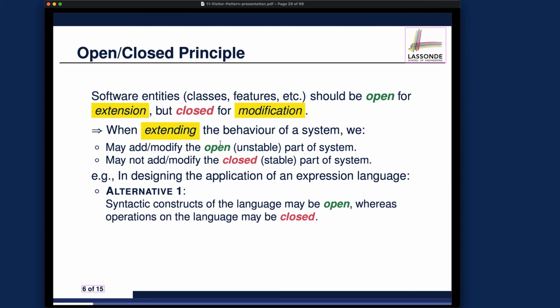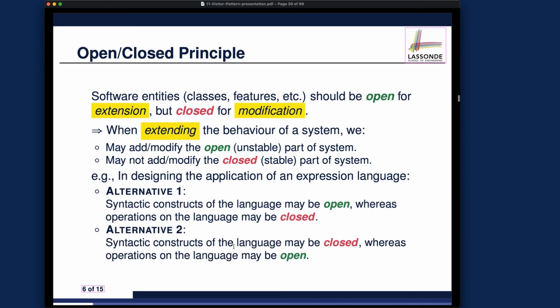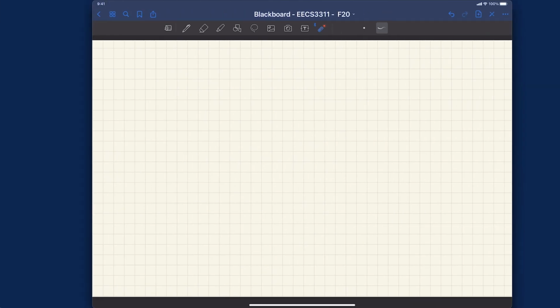So now let's talk about two alternatives over here. The first alternative is the structure being open and the operation being closed. And the second alternative would be the opposite: the structure will be closed and the operation will be open. Let's now visualize this. It's not really difficult. You just need some visualization to help you understand. Right? So now we talk about applying the open-closed principle to the language problem, the expression language.